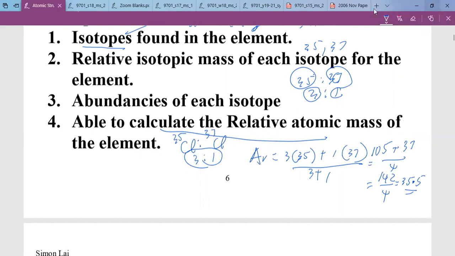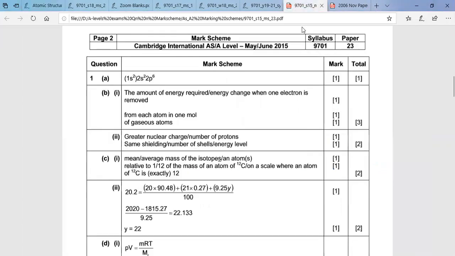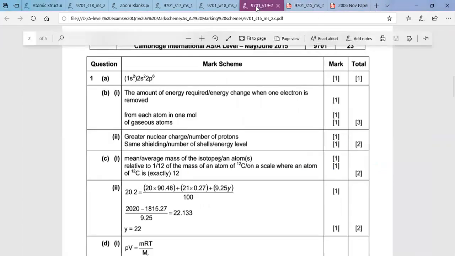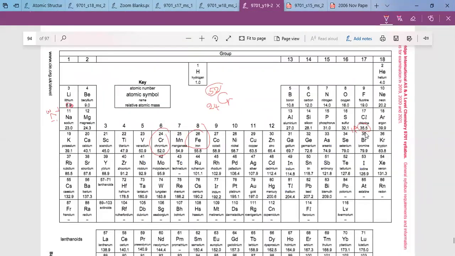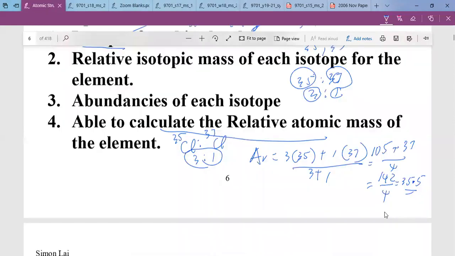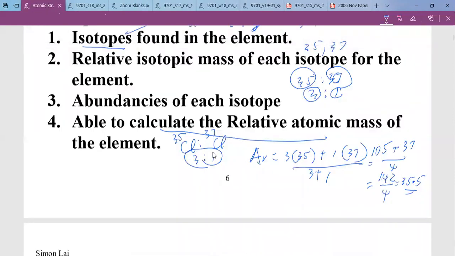Okay, you can see, open your eyes. Right here, 35.5. The 0.5 tells you that it cannot be 0.5 of a proton, or 0.5 of a neutron. It cannot be; it's 1, 2, 3. Okay, so this is how it comes out. This is how we calculate the relative atomic mass.